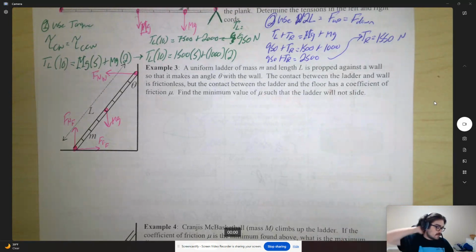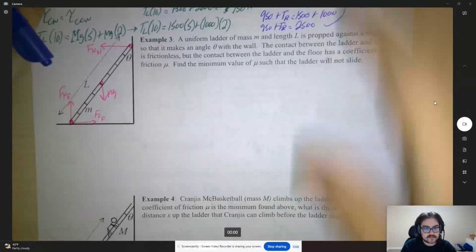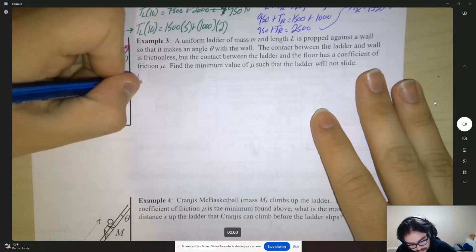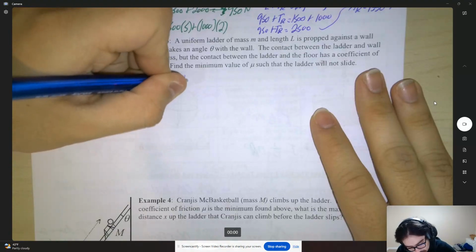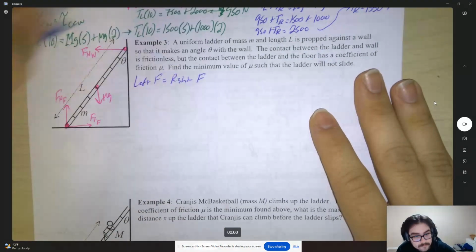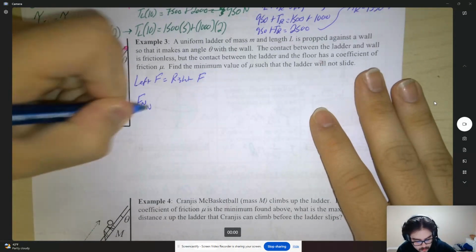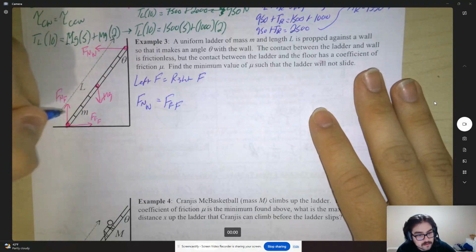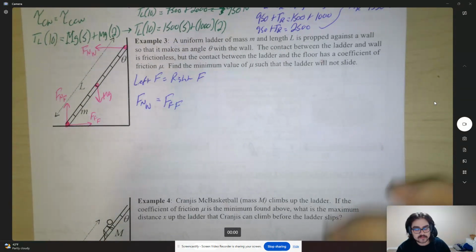Okay, and you have to do a whole bunch of stuff here. We need to first use balanced forces. Let's set up Newton's second law for forces. My left forces need to be equal to my right forces because if the ladder is at equilibrium, then they should be equal to each other, right? Well, what force points to the left? That's going to be the normal force of the wall, and that should just be straight up equal to the force of friction from the floor.